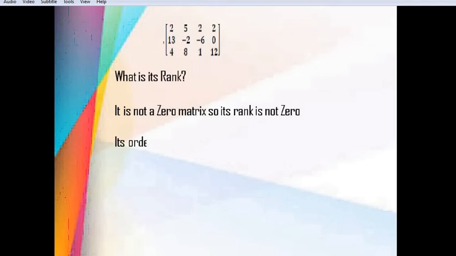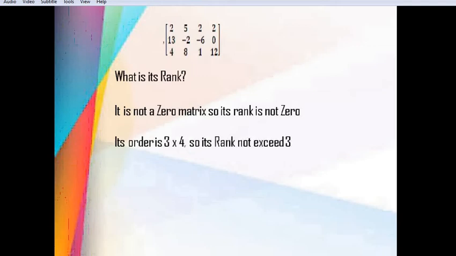What is its rank? They are asking what is its rank. How can you think? First we have to check: is it a 0 matrix? No, it is not a 0 matrix, so its rank is not 0.